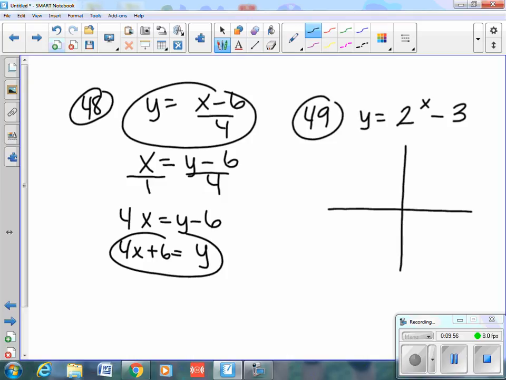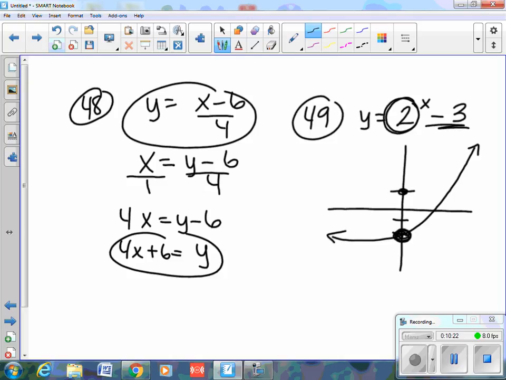This is an exponential function. Every exponential function starts at 1, 0. But since there's a minus 3 at the end of it, I'm going to go down 3. So here's my new dot. I started at a positive 1, but I have to go down 3 because that's what it goes down by. The 2 means that it's increasing, so it's going to look like this.